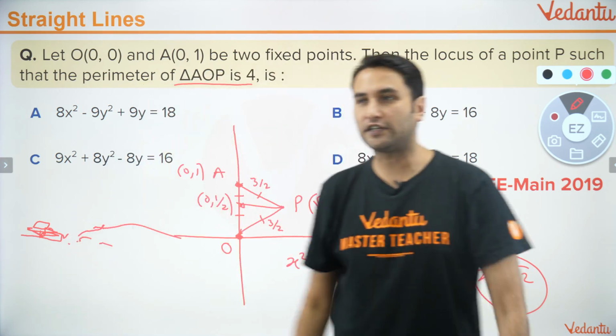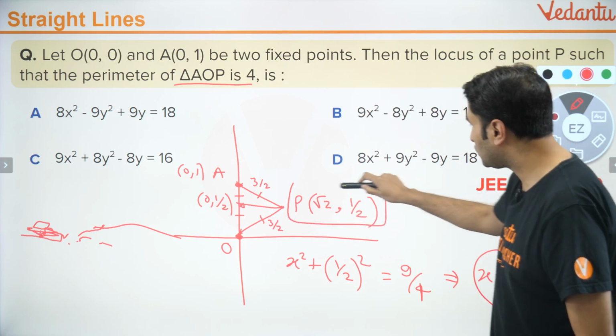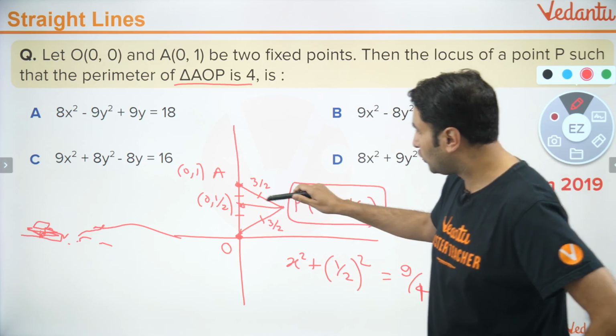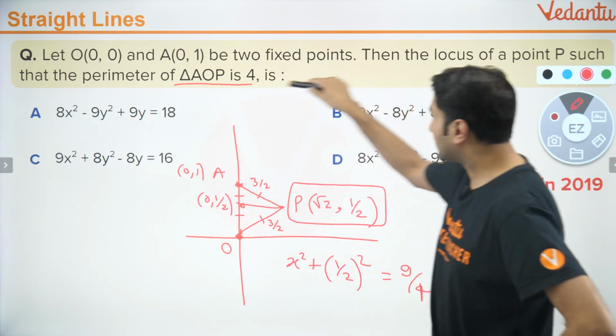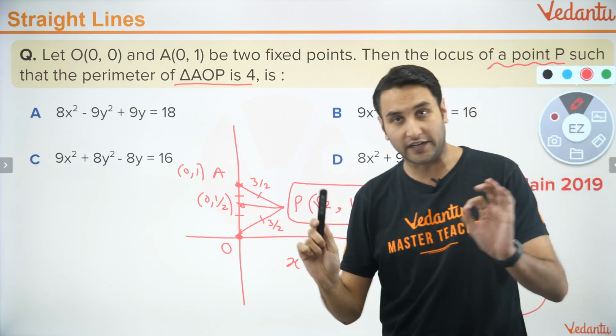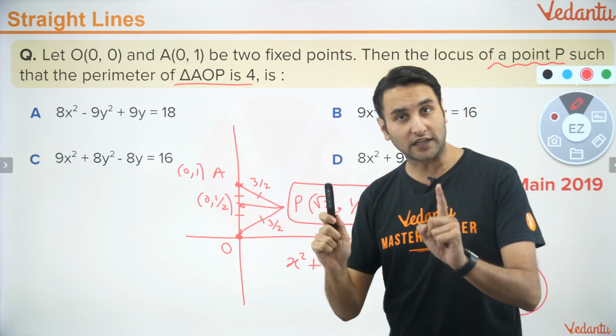बस you get a shortcut trick. What is the shortcut trick बच्चों? Definitely there is a point √2 comma half which lies on the locus. जो भी curve बनेगा, whatever curve that the locus of the point P will create, definitely this is a point which will satisfy that curve.